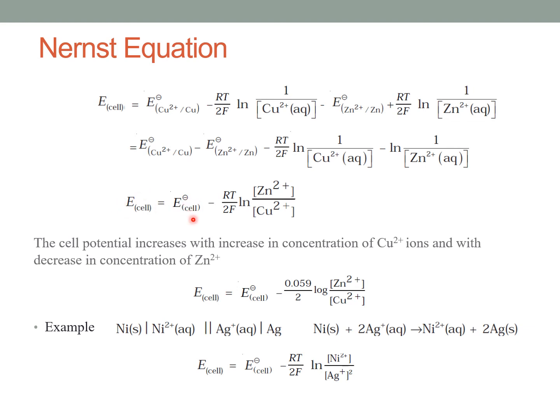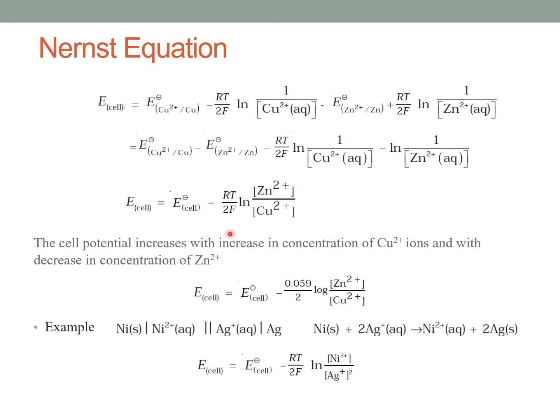This is E standard of the cell. The reduction potential of the cell at any given concentrations of zinc 2 plus and copper 2 plus ions can be calculated using this Nernst equation, where E cell is equal to the standard reduction potential of the cell minus RT by 2 of Ln of the concentration of the anodic ions, zinc 2 plus, to the cathodic ions, copper 2 plus.